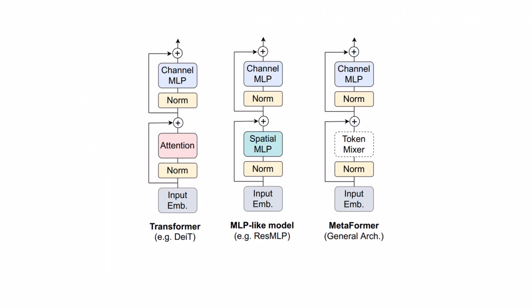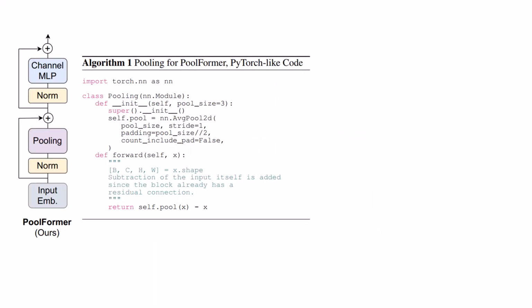But in this paper, to practically prove that MetaFormer should work, they are using an embarrassingly simple module, as they say, for this token mixer, which is pooling. And when I say pooling, I mean the same average pooling that we use in a CNN architecture, which doesn't have any learnable parameters, and also doesn't have the quadratic complexity in memory, the issue that attention has.